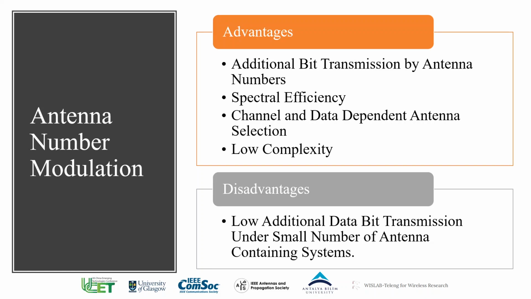But on the other hand, since it is designed for systems containing a small number of antennas, the amount of additional data bits is low, which can be considered as a drawback of the system. So in order to eliminate this drawback and make the antenna number modulation system feasible for systems containing a massive number of antennas, we're proposing a variation of the antenna number modulation that we call multiple MIMO-ANM.